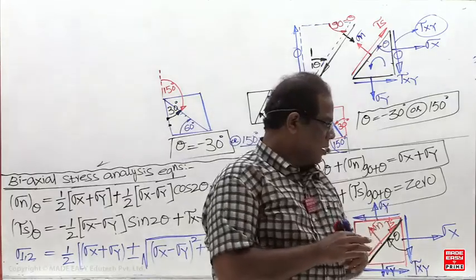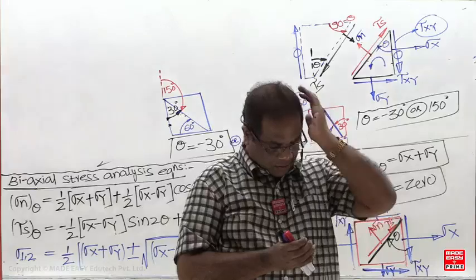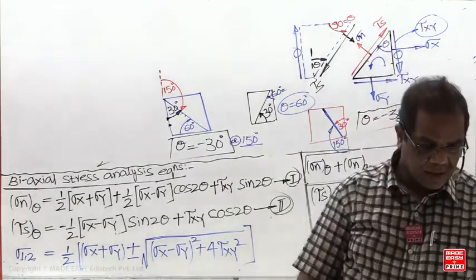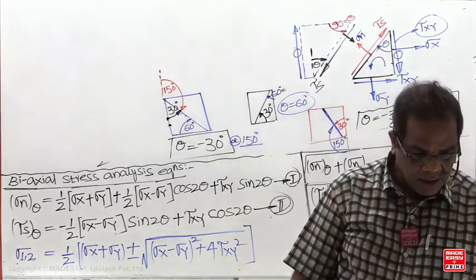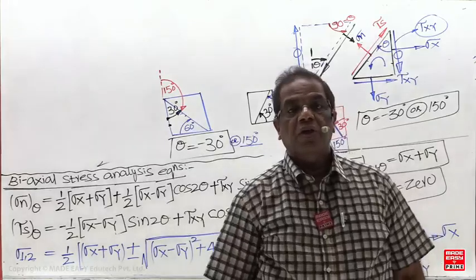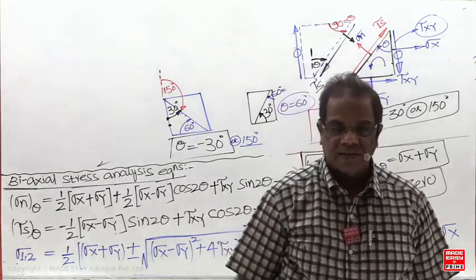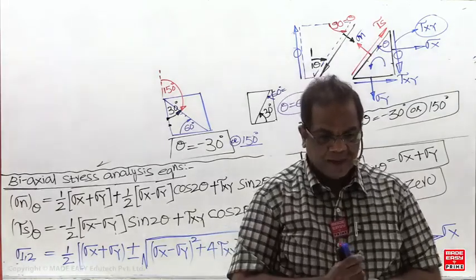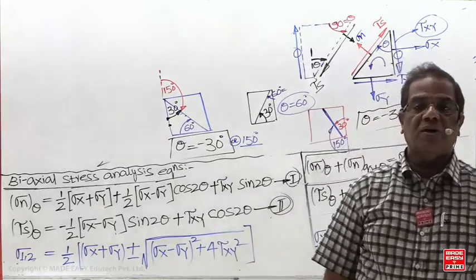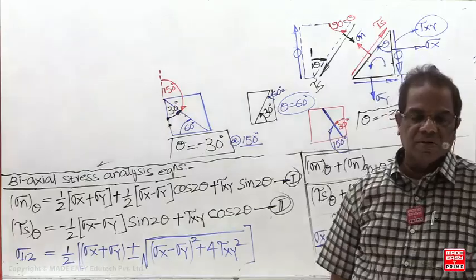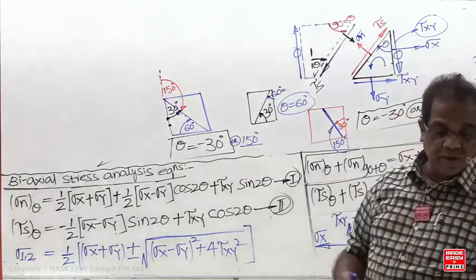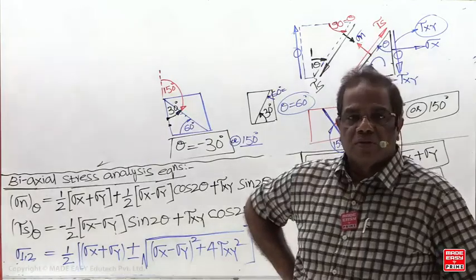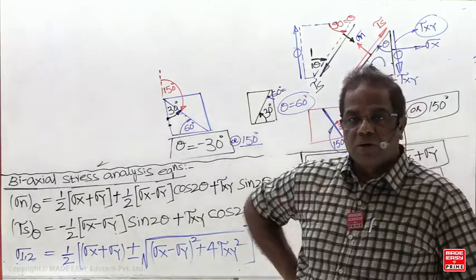Write down now: above equations can also be used for uniaxial state of stress, by substituting sigma y is equal to tau xy is equal to 0 and sigma x is equal to sigma. Slide correction, one minute. Sigma x is equal to sigma.